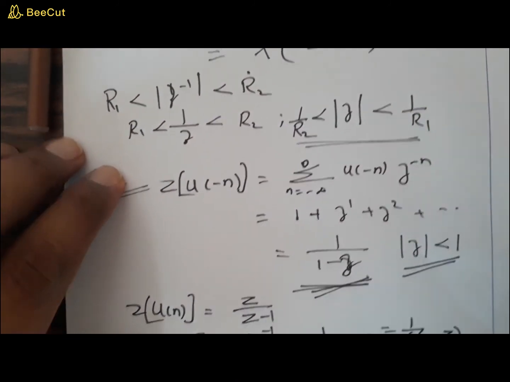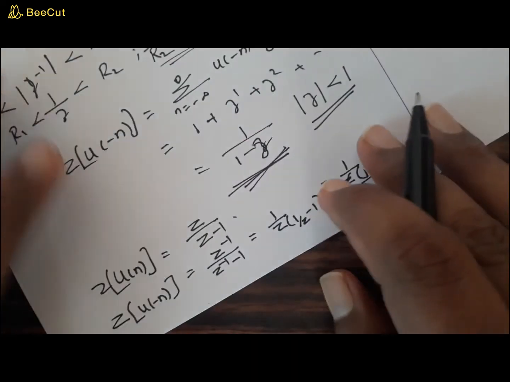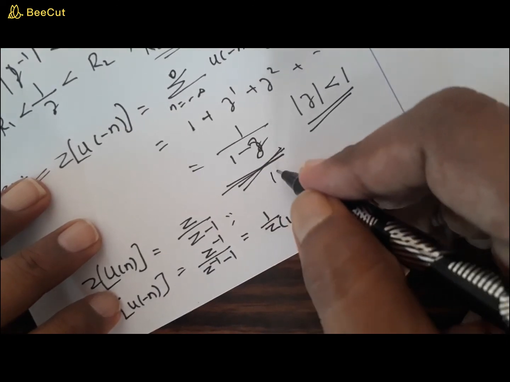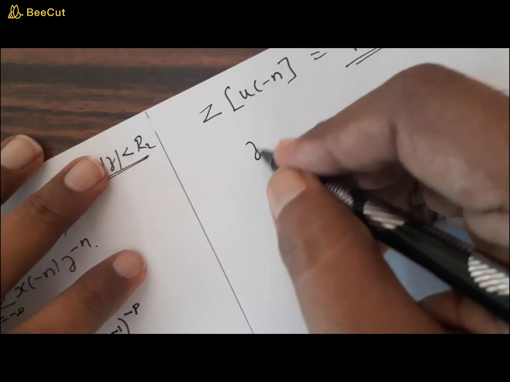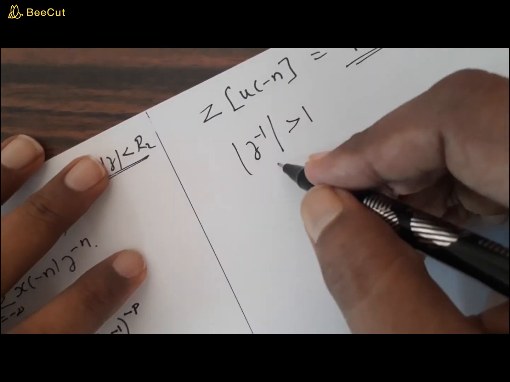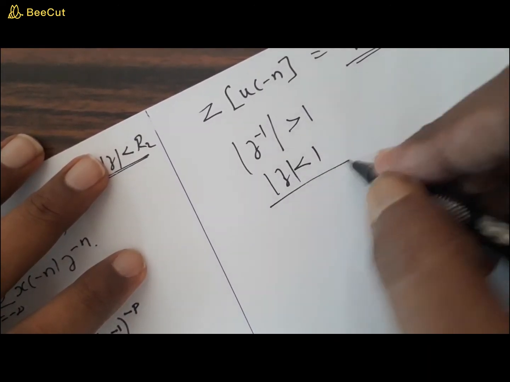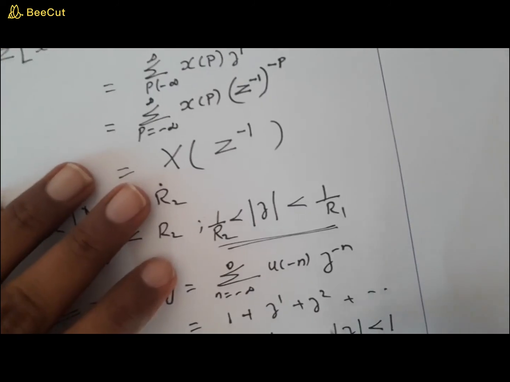Now how to obtain the ROC? We start from this. What is the ROC of the z transform of u of n? This is mod z greater than 1. Now substituting z inverse instead of z, greater than 1 becomes mod z less than 1. Okay, so you're getting the same answer.